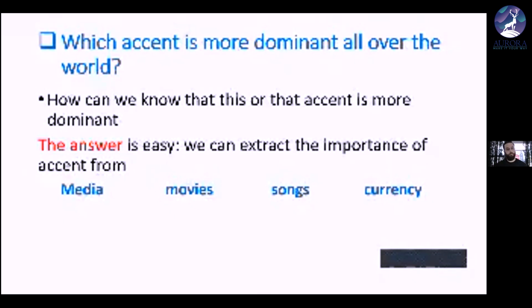Now, which accent is more dominant all over the world? Dominant. Which accent is more dominant all over the world? I mean, if I go to Saudi Arabia or the United Arab Emirates, or the United Kingdom, Syria, Turkey, Sweden, wherever I go, which accent is more dominant there? Let me see the answer.